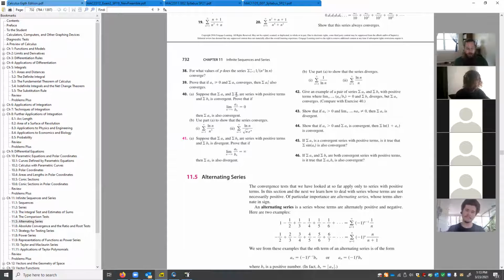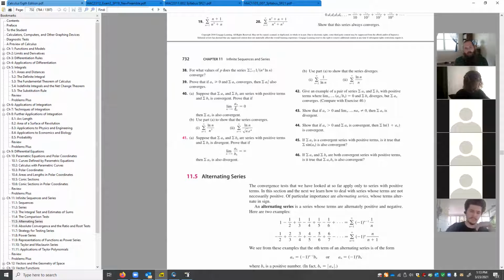If sigma AN and sigma BN are both series of positive terms and sigma BN is convergent, then if the limit AN over BN is 0, then sigma AN is also convergent. The limit AN over BN equaling 0 means the BNs are substantially larger than the ANs, right? If a fraction is close to 0, that means the bottom is bigger than the top by a lot. So here that would mean the BNs are a lot bigger than the ANs. So if sigma BN is convergent, then sigma AN would also be convergent.